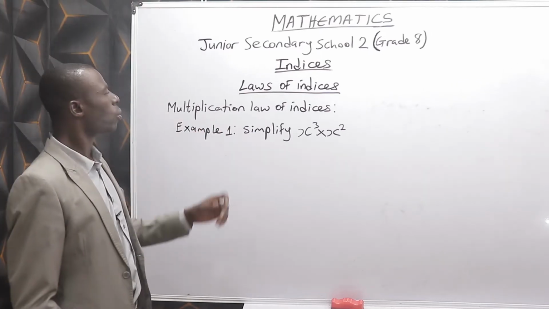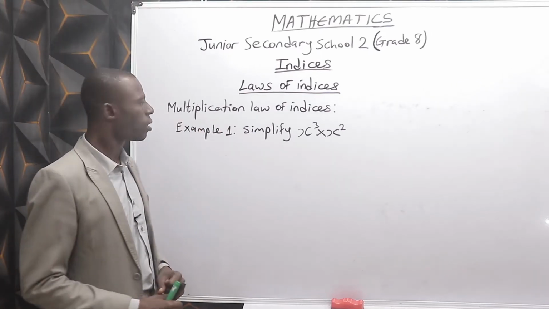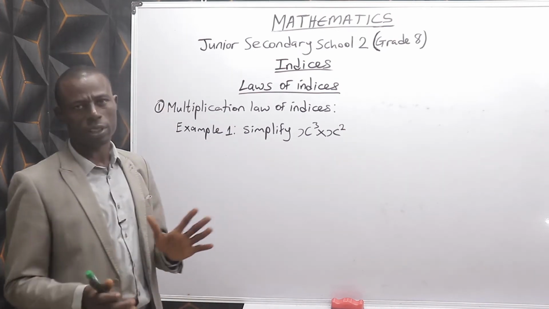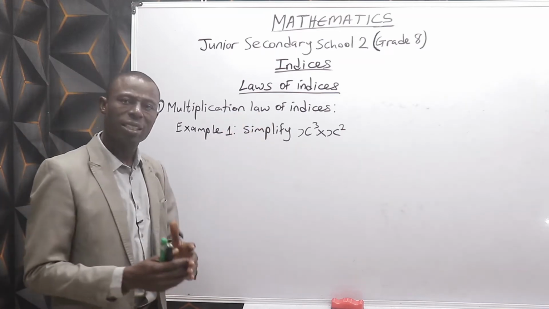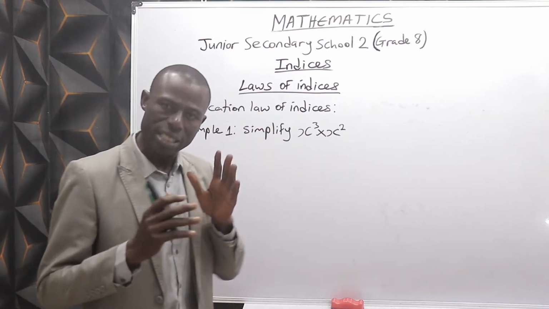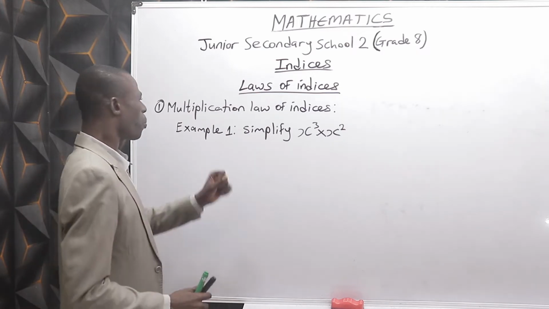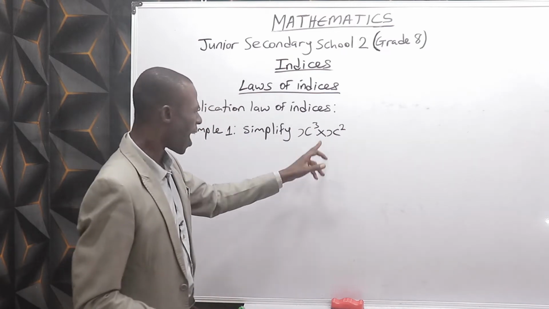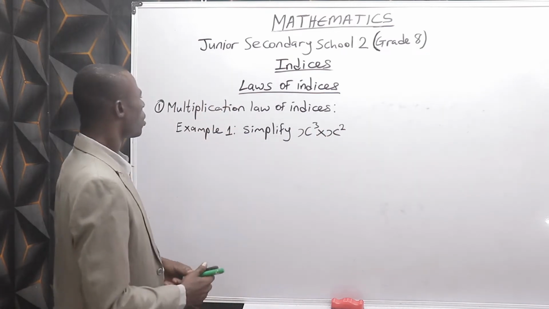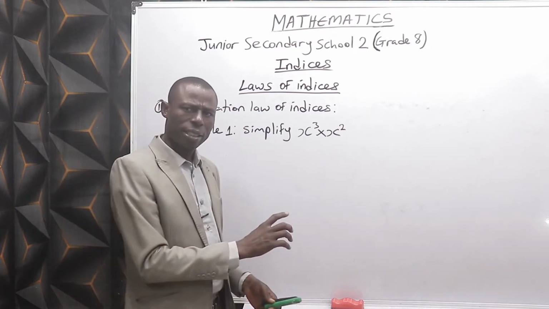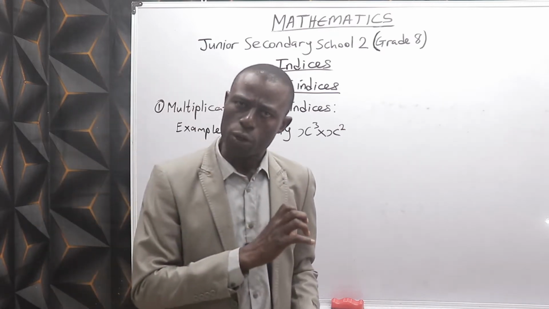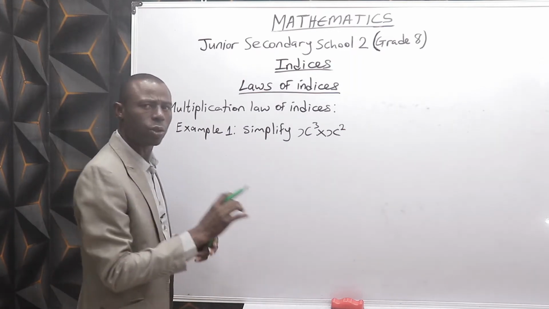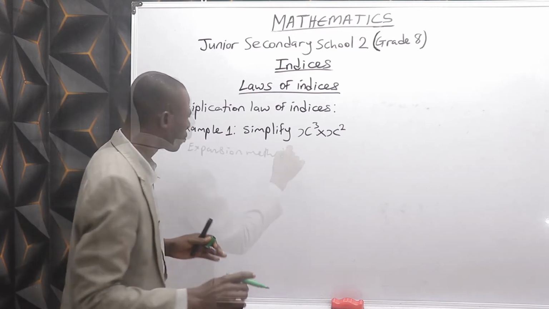Now we come to laws of indices. The first law we are considering is the multiplication law of indices. And I will explain this law by examples. Example 1. Simplify x raised to power 3 times x raised to power 2. When a question comes like this, there are 2 methods available for you to employ. You may decide to go by way of the expansion method.